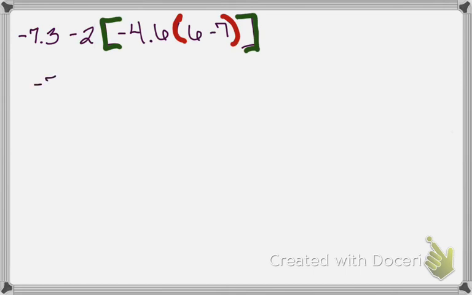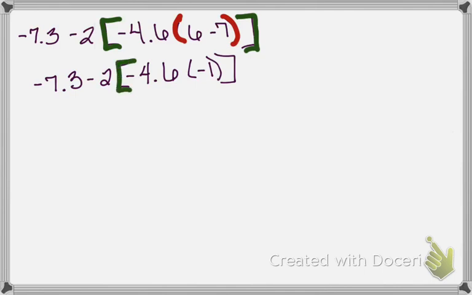So I've got negative 7.3 minus 2, negative 4.6. What is 6 minus 7? Good. Okay. Now I'm going to deal with this right here. Before I start dealing with anything outside the brackets, I've got to deal with everything inside the brackets. So now I've got negative 7.3 minus 2. What is negative 4.6 times negative 1? Good.